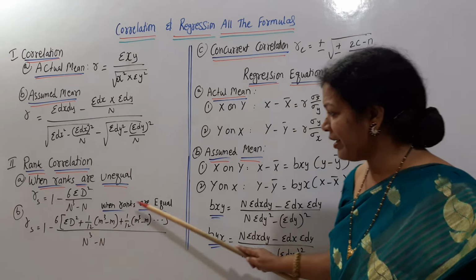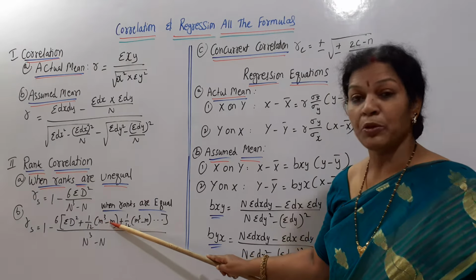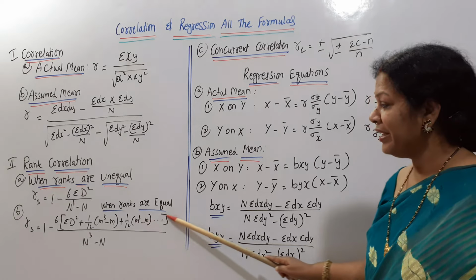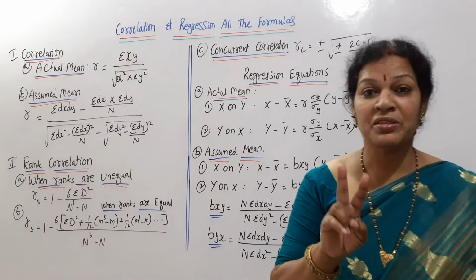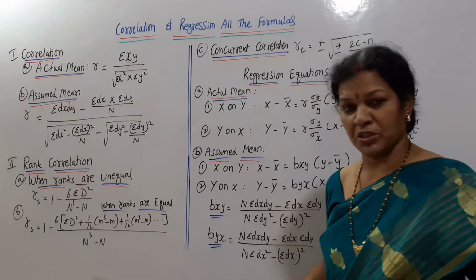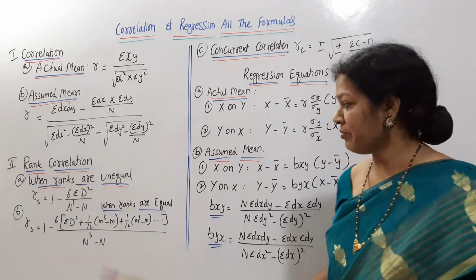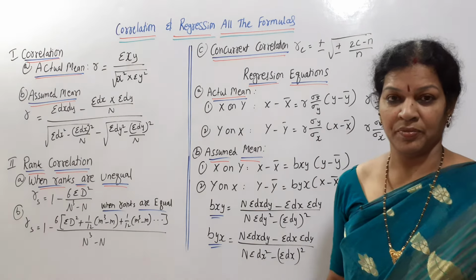But what we are adding is this: 1 by 12 into m cube minus m. Once again, 1 by 12 into m cube minus m. It goes on continuously. How many numbers are repeated? Suppose only two numbers are repeated, then the formula comes only this much. If a third pair is also repeated, once again we write plus 1 by 12 into m cube minus m.